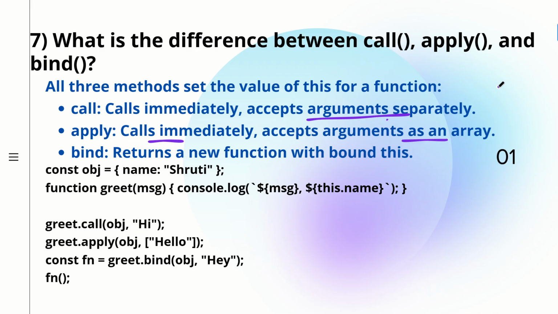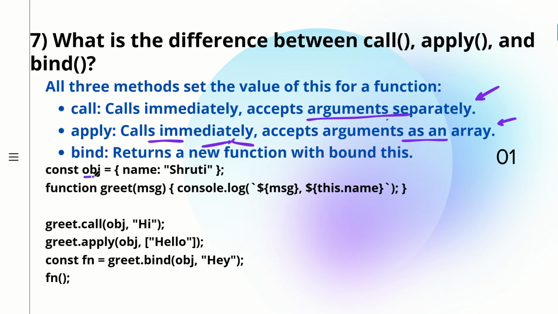So previously you were just sending all the arguments separately, but here you have to send the arguments in the array format. Coming to bind, it returns a new function with bound this, and once you have got the new function, you have to execute this new function. After that only you will be getting your function executed. So we will see an example.